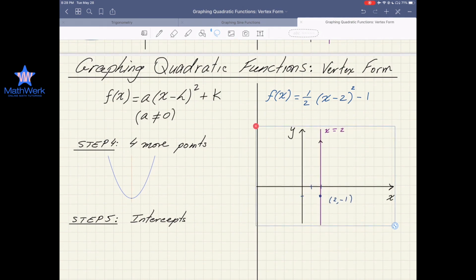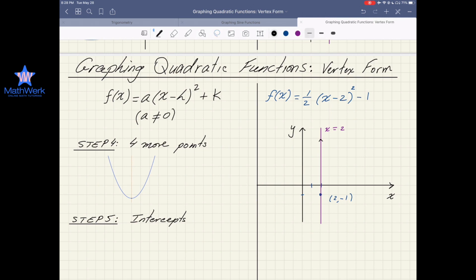So here we are. All right. In step 4, what we'd like to do is get 4 more points. In order to do that, we'd like to pick 4 x values, but we're going to pick them in a very specific way to make our calculations easier. For the first 2 x values, starting from our vertex, we'd like to go 1 unit to the left and 1 unit to the right.